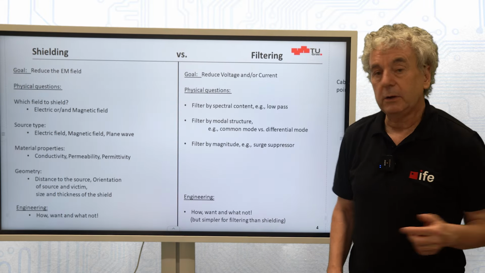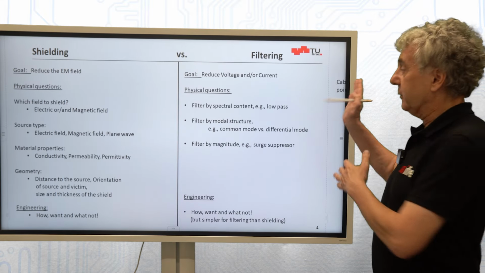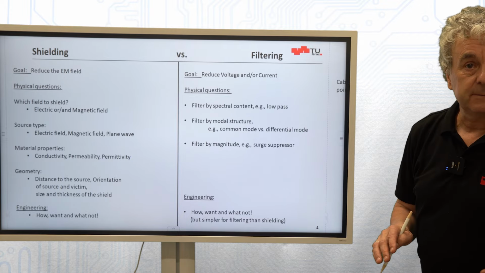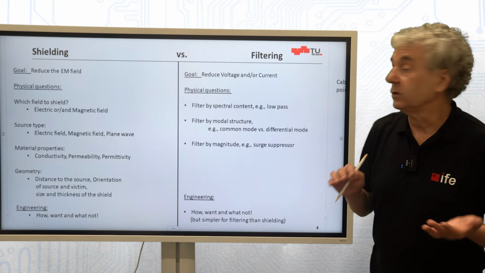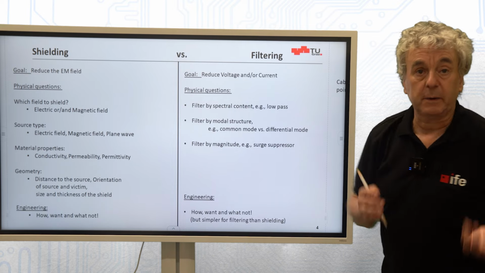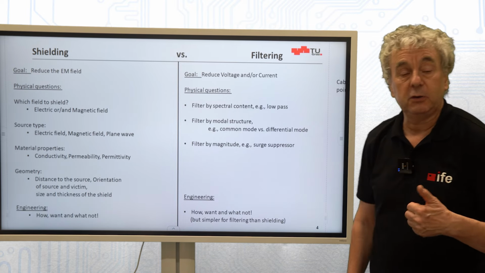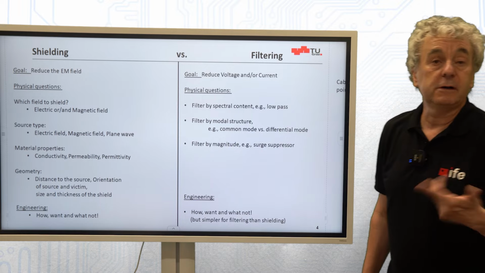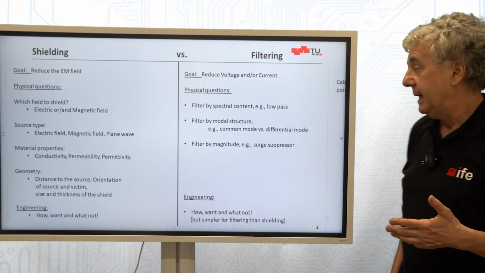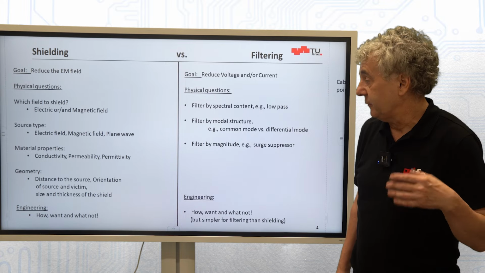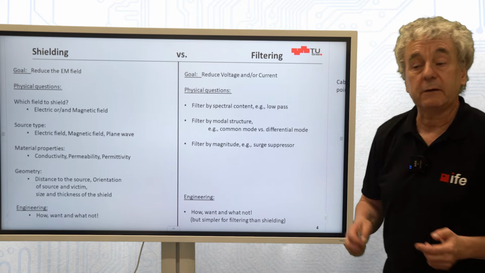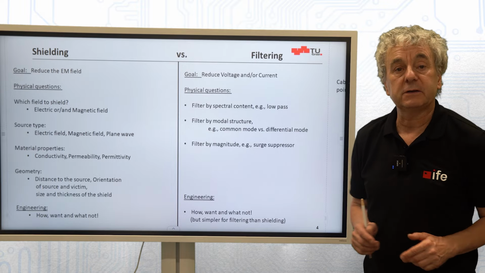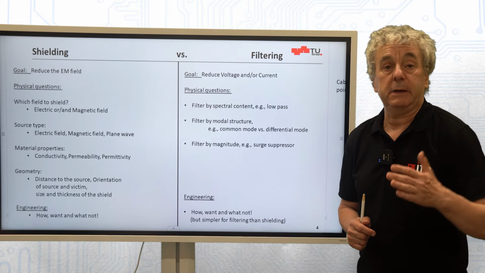In this slide, I want to contrast shielding from filtering. The goal of shielding is to reduce electromagnetic fields, and the goal of filtering is to reduce voltage and current. Now, the physical question for shielding we have to answer, for example, do you want to shield the electric field or the magnetic field? While, of course, in filtering we look at voltage and current. And then for electromagnetic field shielding, we have to look at what type of source do we have? Do we have a high impedance electric field source? Do we have a low impedance magnetic field source? Or do we have a plane wave coming?